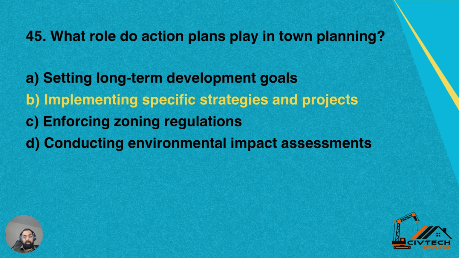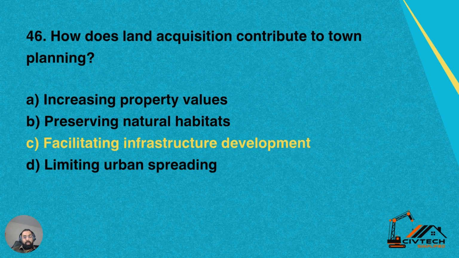Option C was enforcing zoning regulations, and D is conducting environmental impact assessments. We already discussed environmental impact assessment earlier. We discussed master planning earlier. We discussed zoning regulations. So option B is correct for this question, which is implementing specific strategies and projects under action plans.